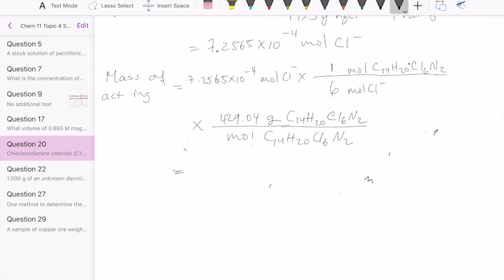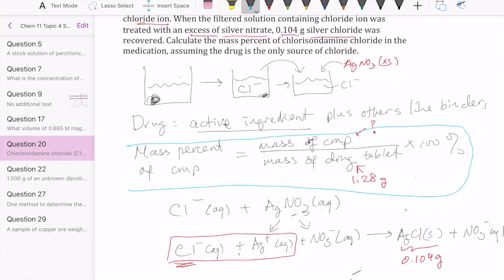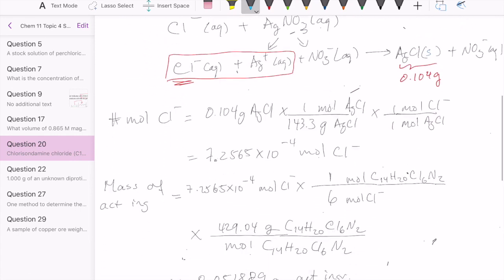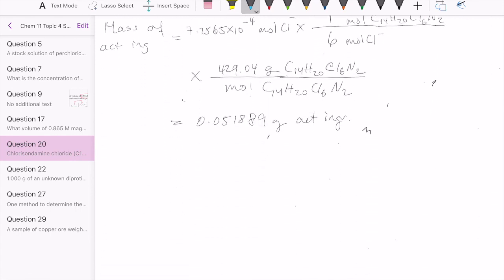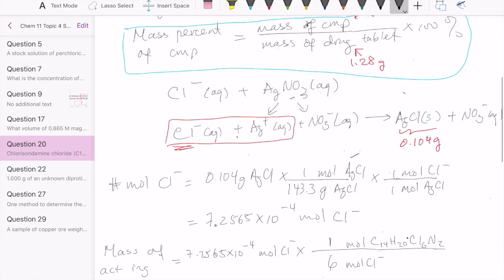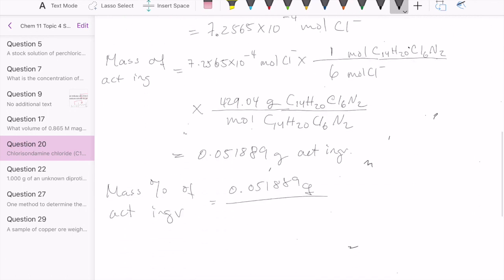And that ends up being 0.051889 grams. And so once we have that, remember the percent mass is given right here. So we need the mass of the compound, which is our active ingredient, divided by the mass of the tablet. So the mass percent of our active ingredient is then the number we just calculated, divided by the original mass of the tablet, which is 1.28 grams, times 100%. And that ends up being 4.05%.